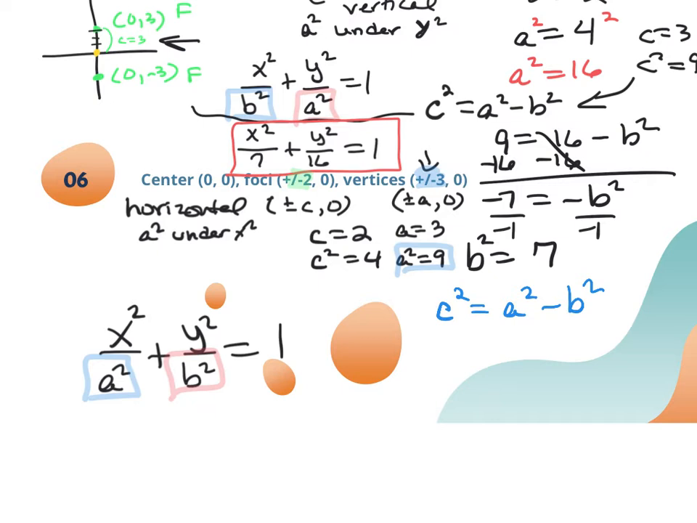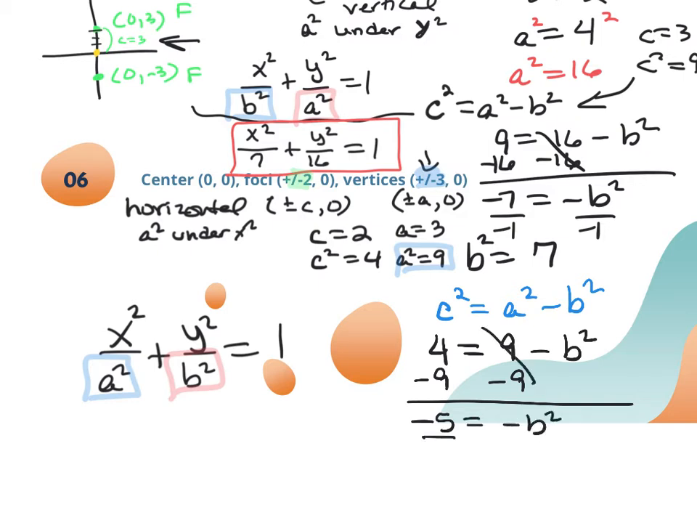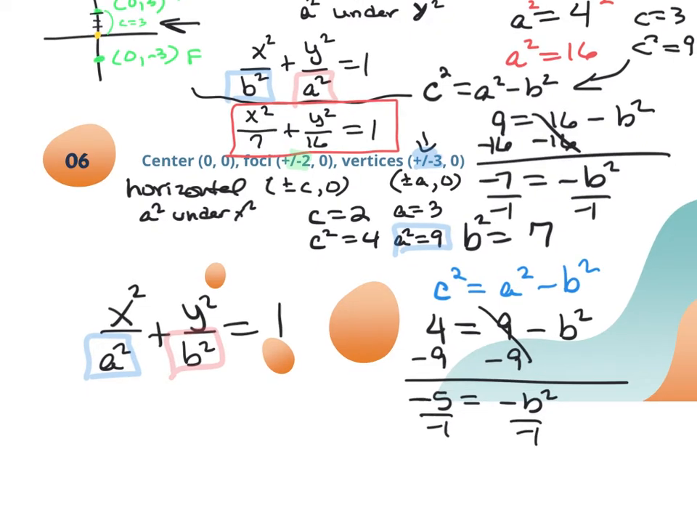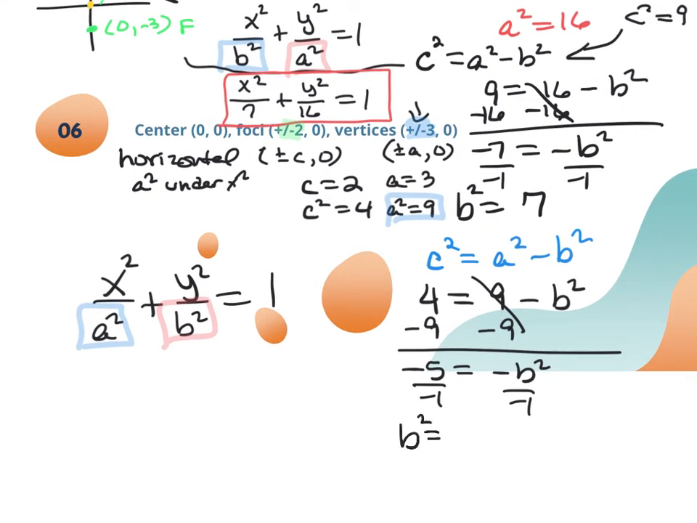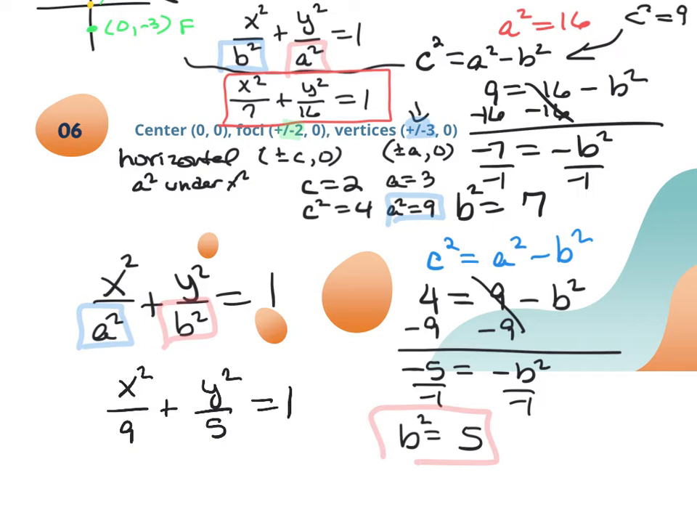C squared is 4. A squared is 9. I don't know B squared. Minus 9. Negative 5 equals negative B squared. Divide by negative 1, and B squared equals positive 5. Again, don't square root it, because remember, all we're doing is plugging in B squared. So final answer: X squared over 9 plus y squared over 5 equals 1. And you're done.